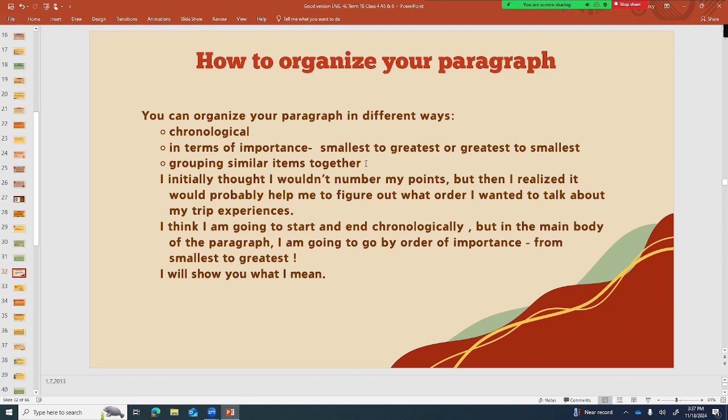You could also do it in terms of importance, like the least important to the biggest importance, or biggest importance to the smallest importance. And as I was writing this and thinking about things, I initially thought I wouldn't number my points, but then I realized it would probably help me figure out what order I wanted to talk about. I'm going to start and end chronologically, I think, but in the main body, I'm going to go by what was most important to what was least important. Oh, well, they've said smallest to greatest. We'll see. I'll show you what I mean.